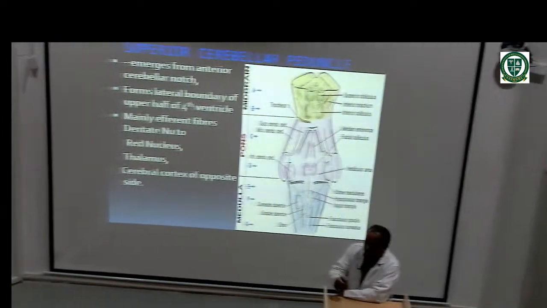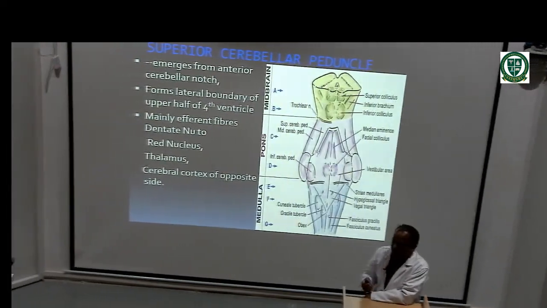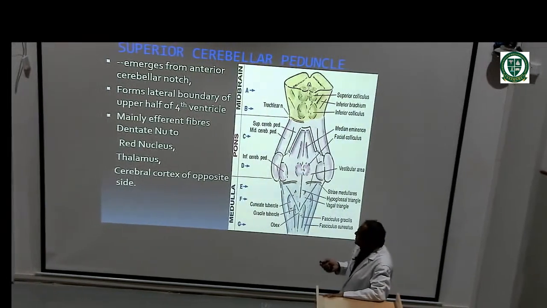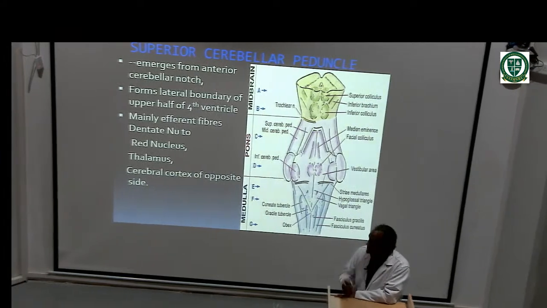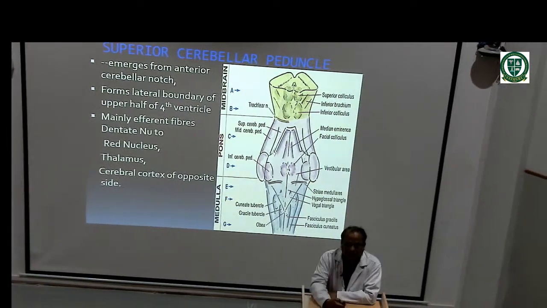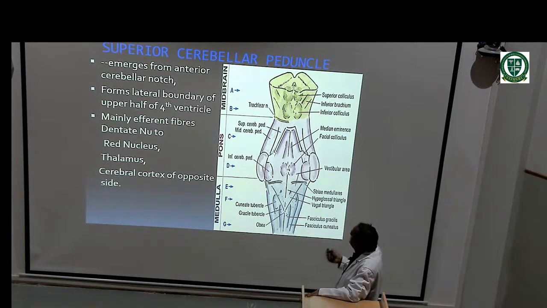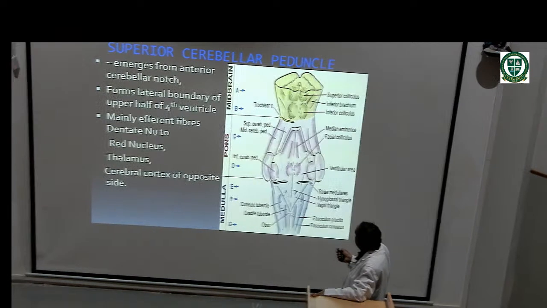So now coming to the superior cerebellar peduncle. It includes both afferent and efferent fibers. It emerges from the anterior cerebellar notch. In the morning you studied where the cerebellar notch is present. Okay, so this is the superior cerebellar peduncle.